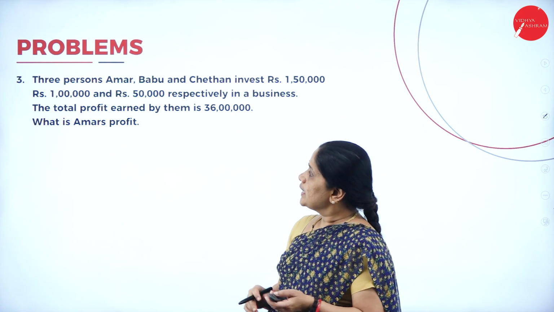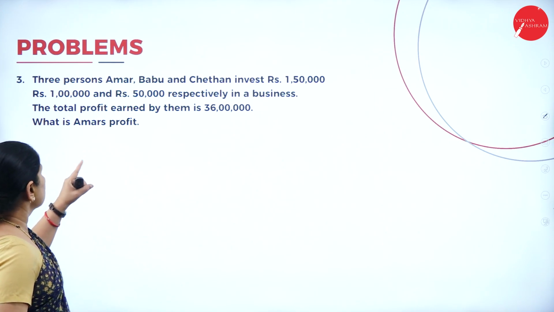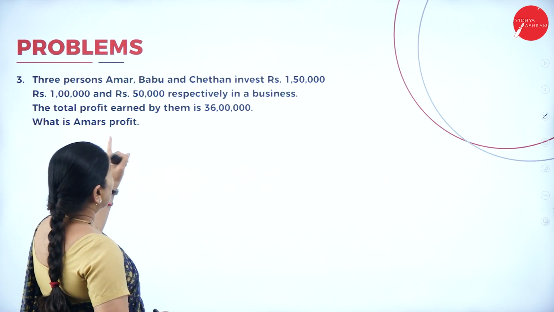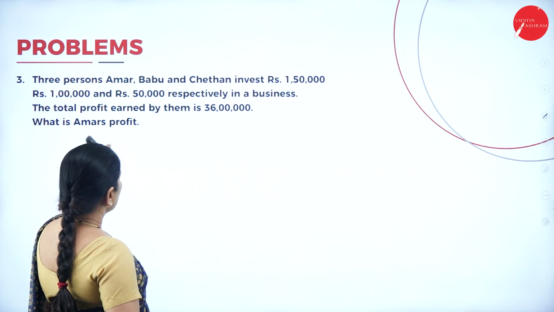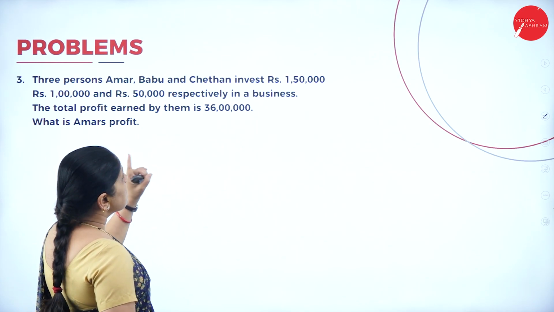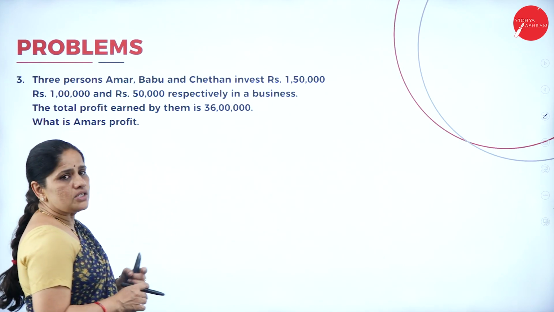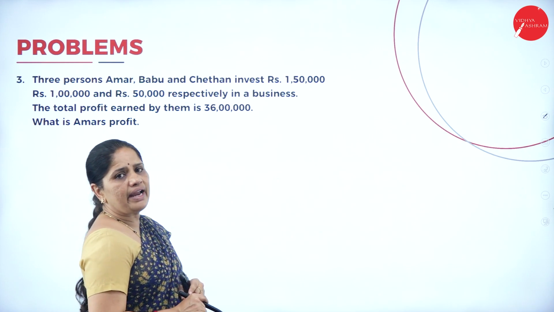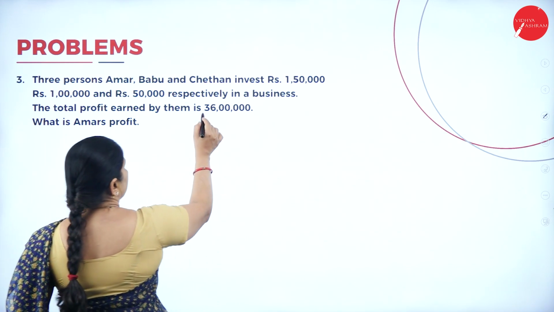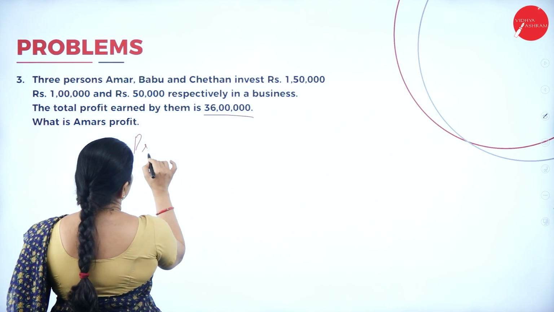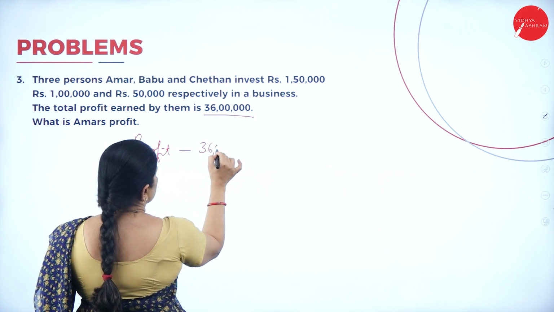Next one. 3 persons A, B and C invest rupees 1,50,000, 1 lakh and rupees 50,000 respectively in a business. The total profit earned by them is 36 lakhs. What is Amar's profit? So, we have to divide this profit given here. So, what is the profit given here? Profit equals 36 lakhs.